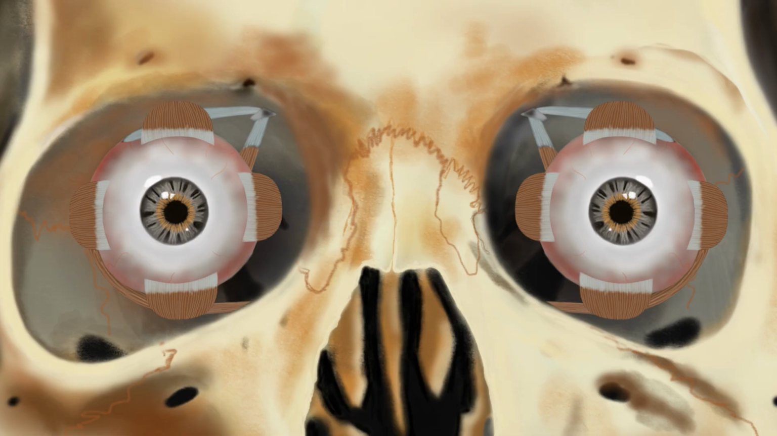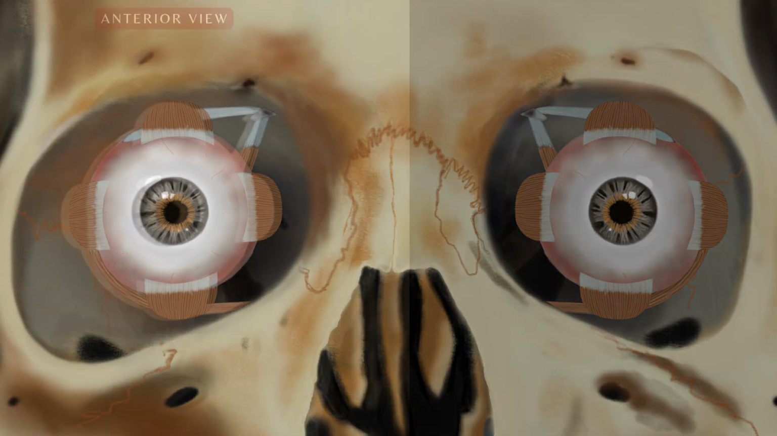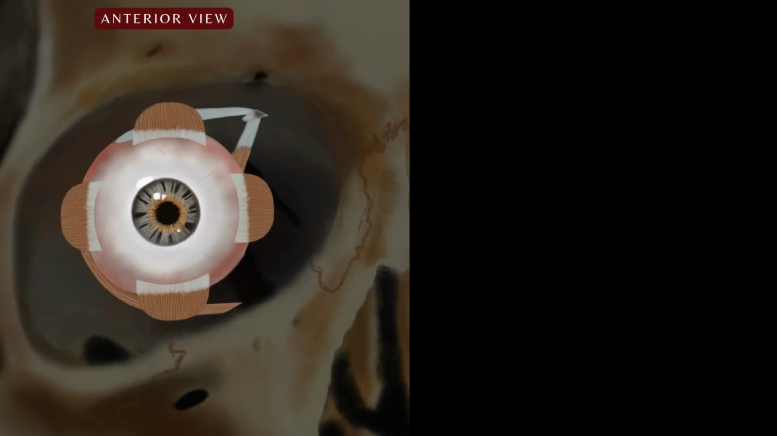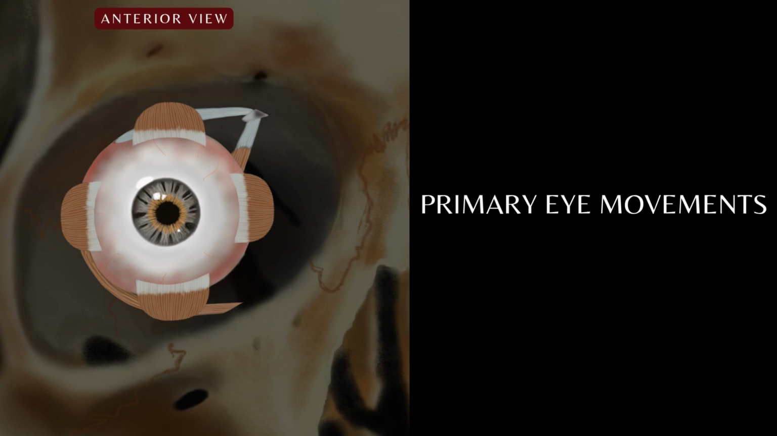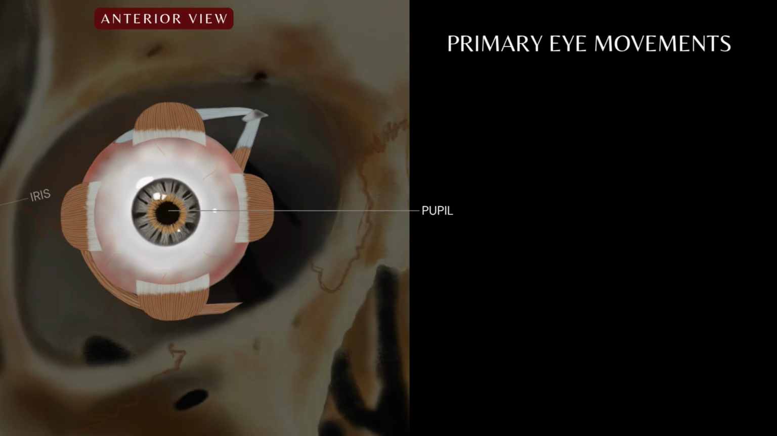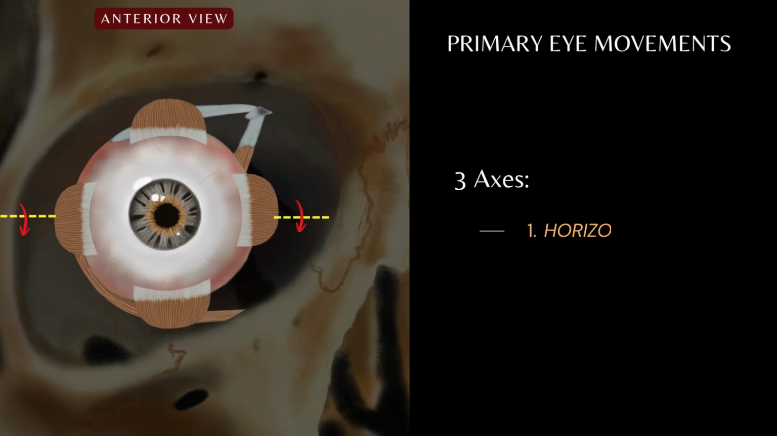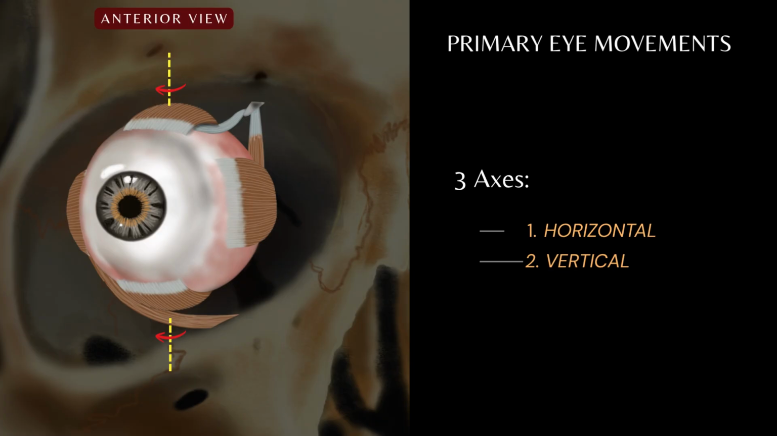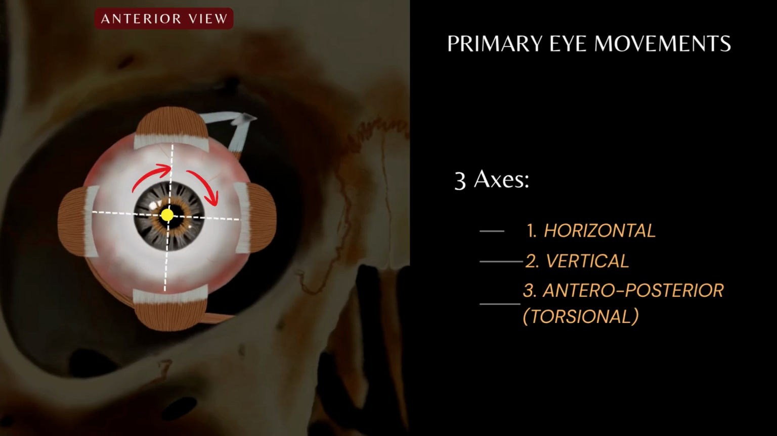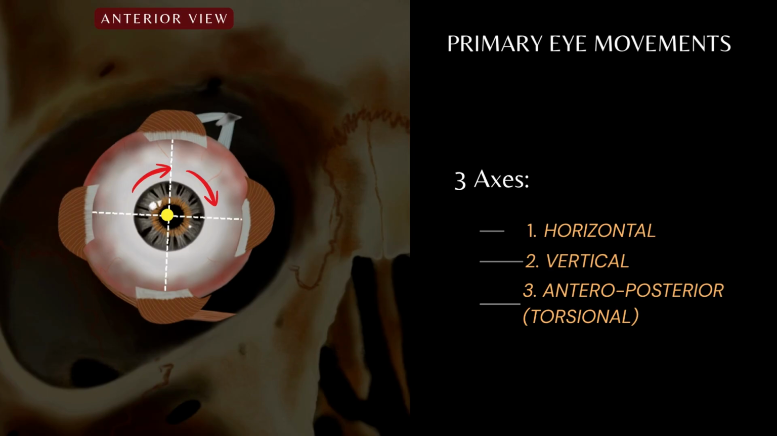Before we look at these extraocular muscles in more detail, let's look at the basic eye movements. Understanding these movements will enable you to visualize how structure relates to function. Using the pupil and iris as a reference point, primary eye movements are carried out by the 6 extraocular muscles, 4 recti and 2 obliques. They move the eye around 3 fundamental axes: the horizontal, vertical, and torsional axes. They achieve this by contracting in pairs and in a coordinated manner.